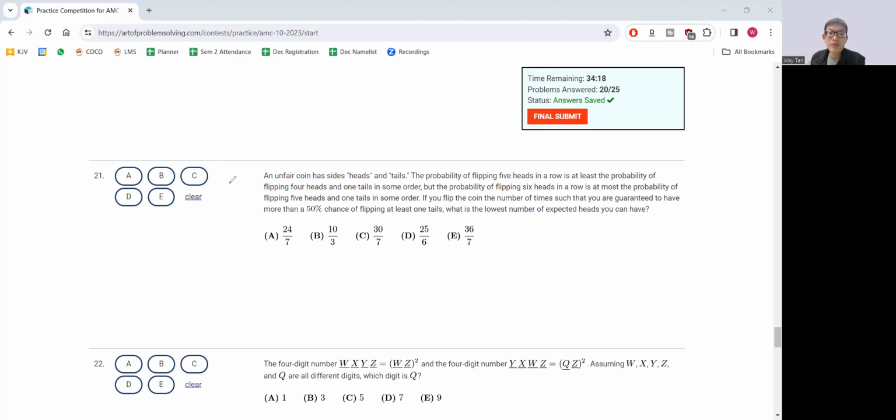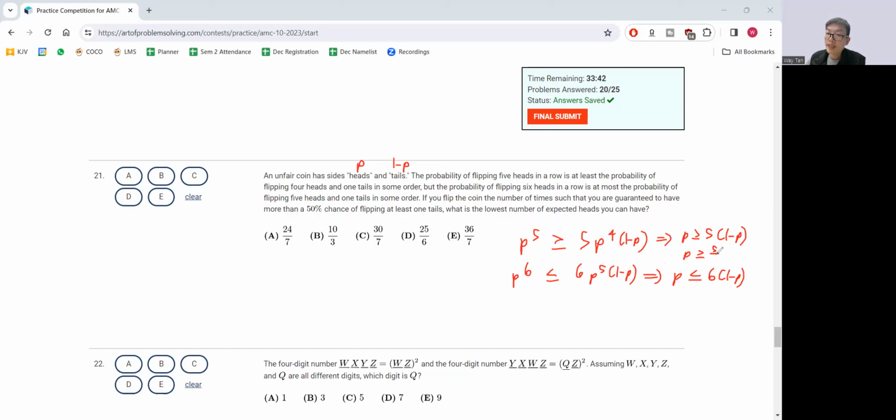Okay, so let's just let the probability here be P and 1 minus P. So 5 heads in a row, P to the 5 is at least 4 heads, 1 tail in some order. There are 5 orderings. But P to the 6 is at most, sorry, not 5, 6 P to the 5, 1 minus P. So this is begging me to cancel off P to the 4. Then begging me to cancel P to the 5. This tells me P is more than or equal to 5/6. This one tells me that P is at most 6/7.